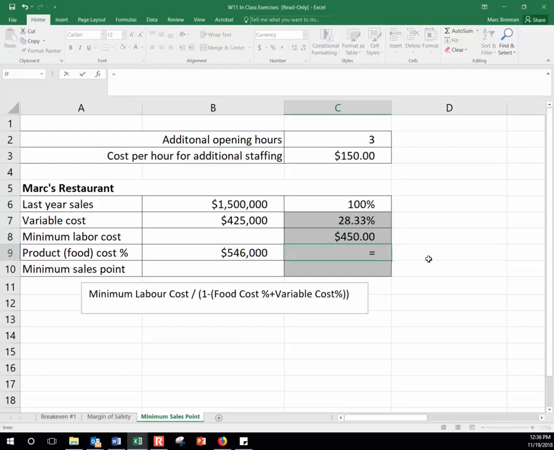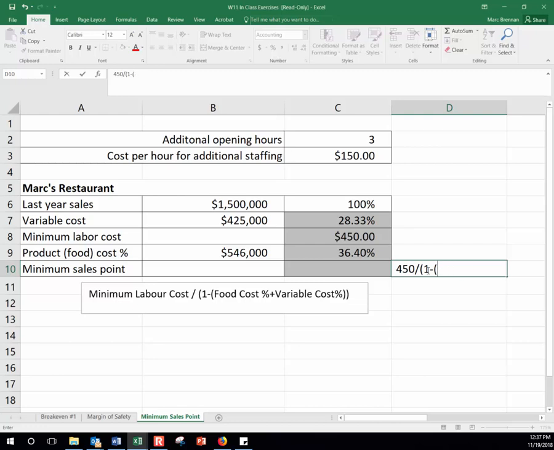And then we need to figure out our food cost percentage, so our $546,000 divided by our sales again. And that should be a percentage. So 36.4% in food. So now we do some math. I'll write it out here so that you know how it's going. We're doing our minimum labor cost, which is $450, divided by 1 minus our food cost of 36.4%.